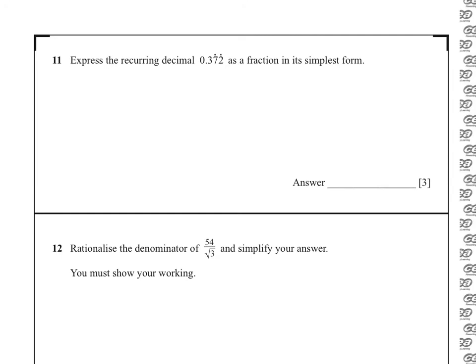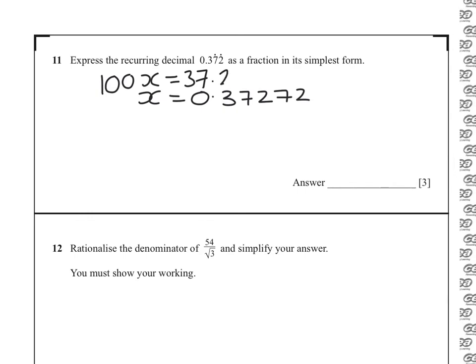To express a recurring fraction as a decimal, the first thing we do is write out the recurrence a couple of times. So 7272. Because it's a double recurrence, we're going to multiply by 100. And if we multiply everything by 100, we get 37.2 and then 7272. That means everything to the right of this line is repeated.